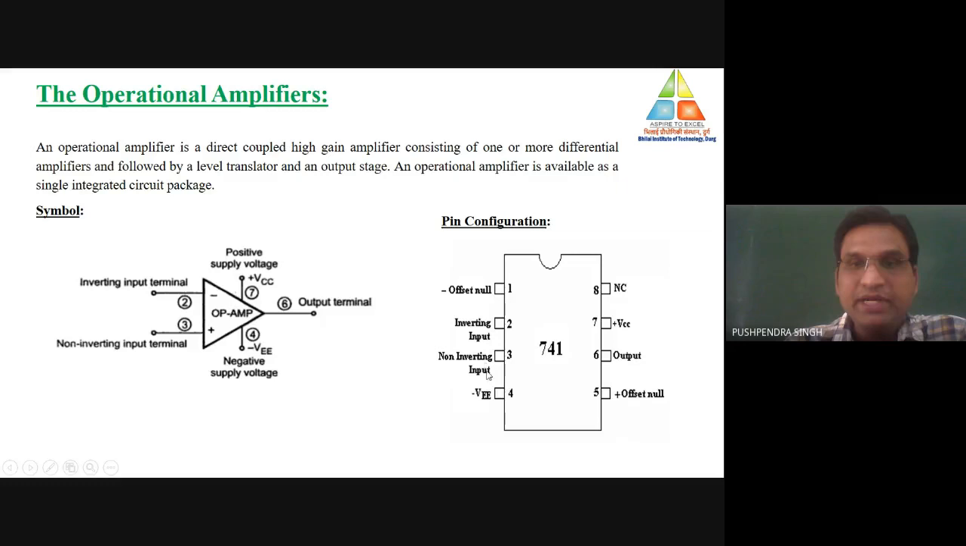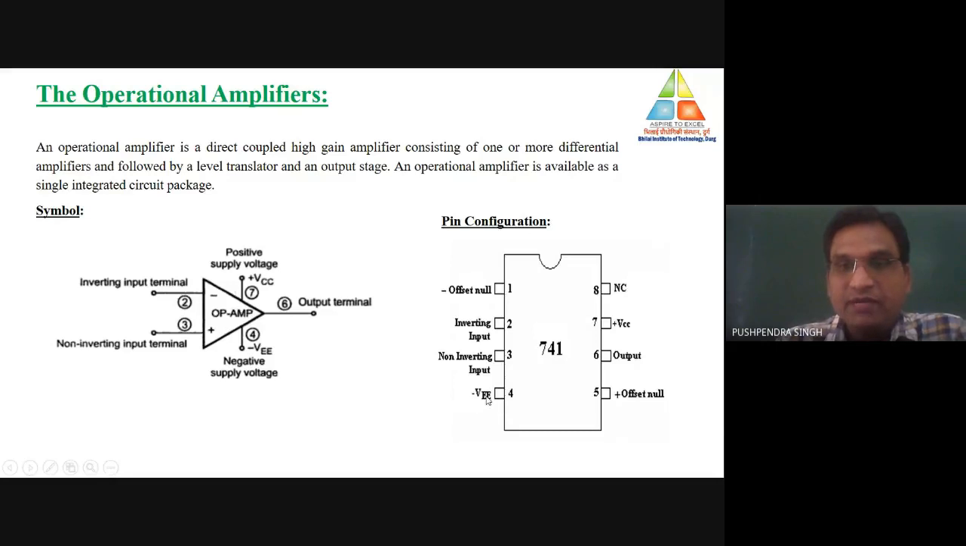With the help of pin number 2 and pin number 3, we give the input signal to the operational amplifier, where pin number 2 is for the inverting input and pin number 3 is for the non-inverting input. We will see which kind of input and output signal will be generated with the help of pin number 2 and 3 in the next slide.